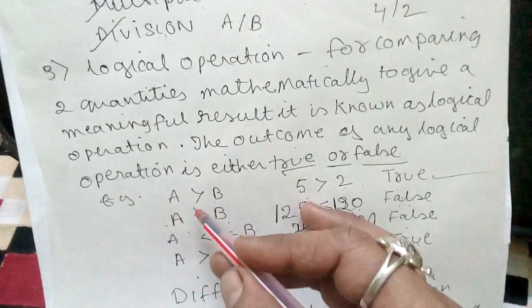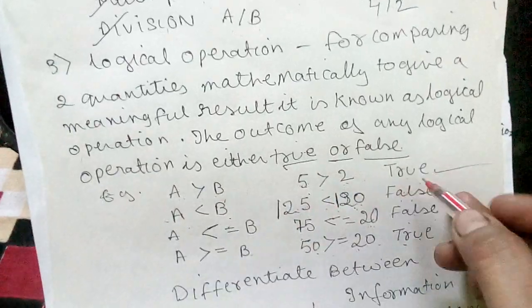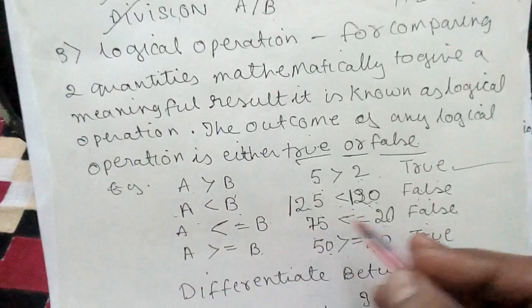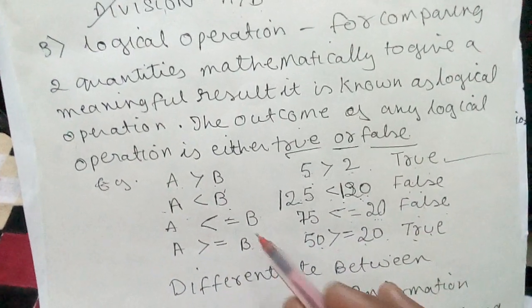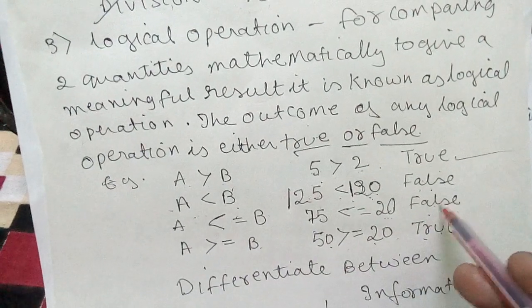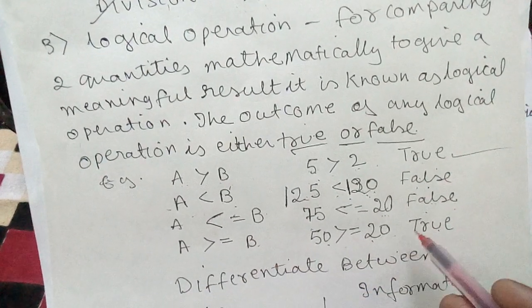For example, if A is greater than B, it gives you true. If A is less than B, it gives you false. If A is less than or equal to B, it gives you false. If A is greater than or equal to B, it gives you true.